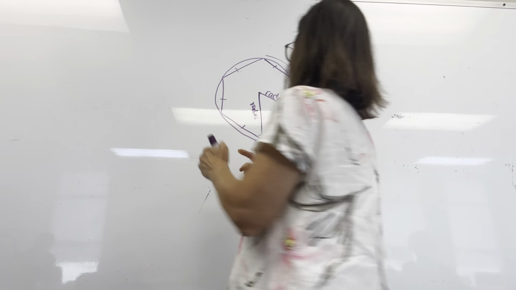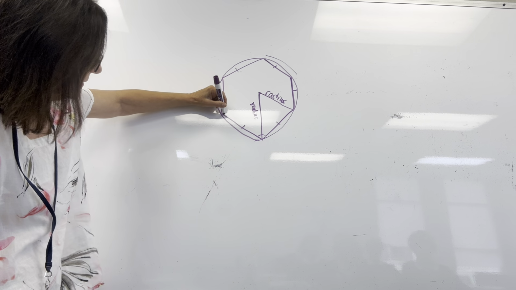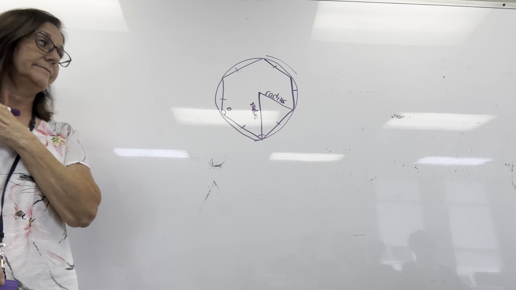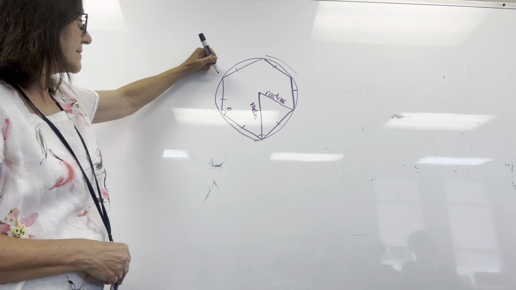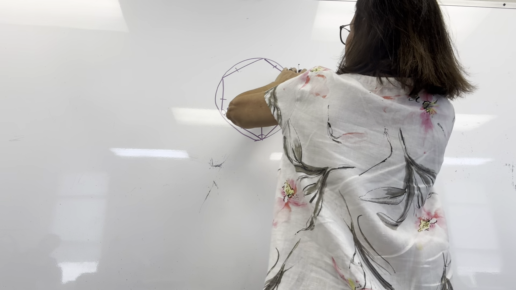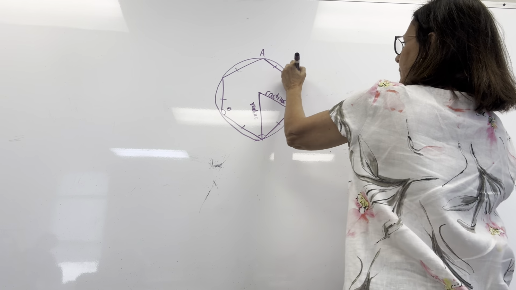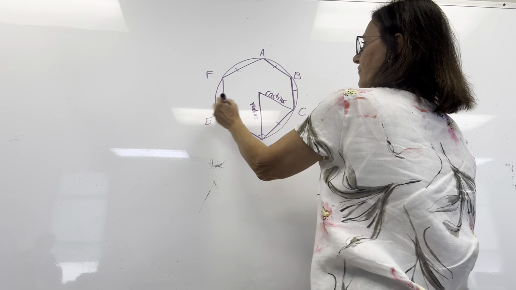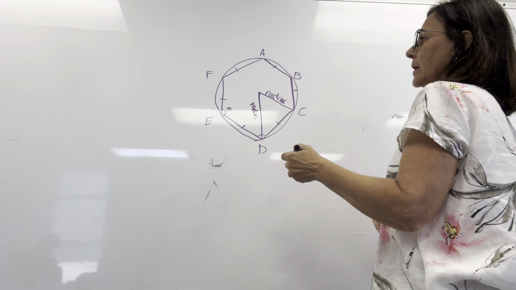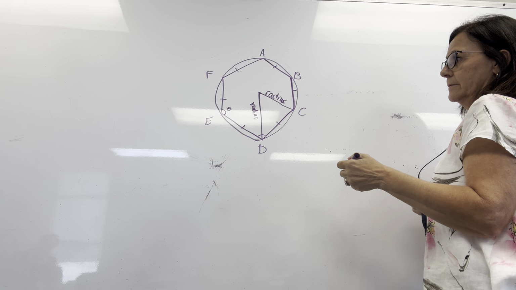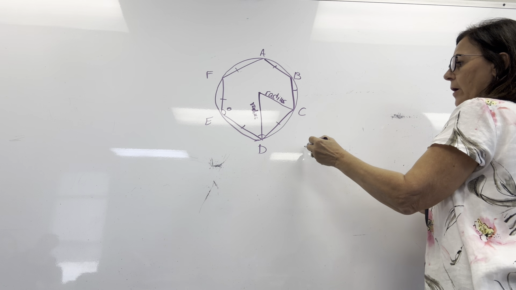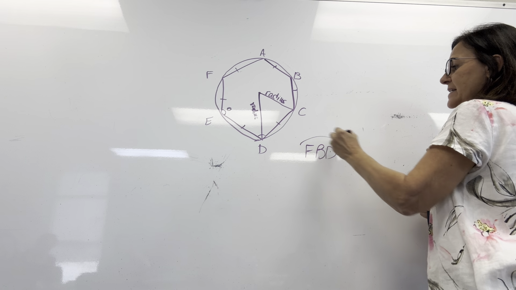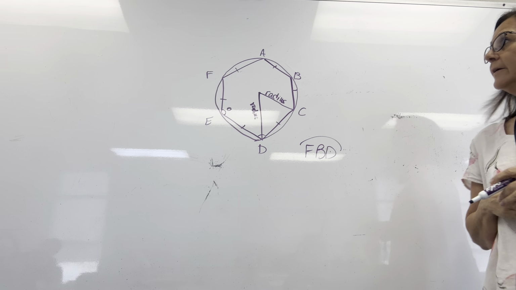And so let's do that. Could I know this angle? That angle theta. Yeah. It intercepts, let me just label the sides. A, B, C, D, E, F. So if I want theta, what arc does it intercept? What arc? FBD. FBD. And I can figure out the measure of that arc, right?